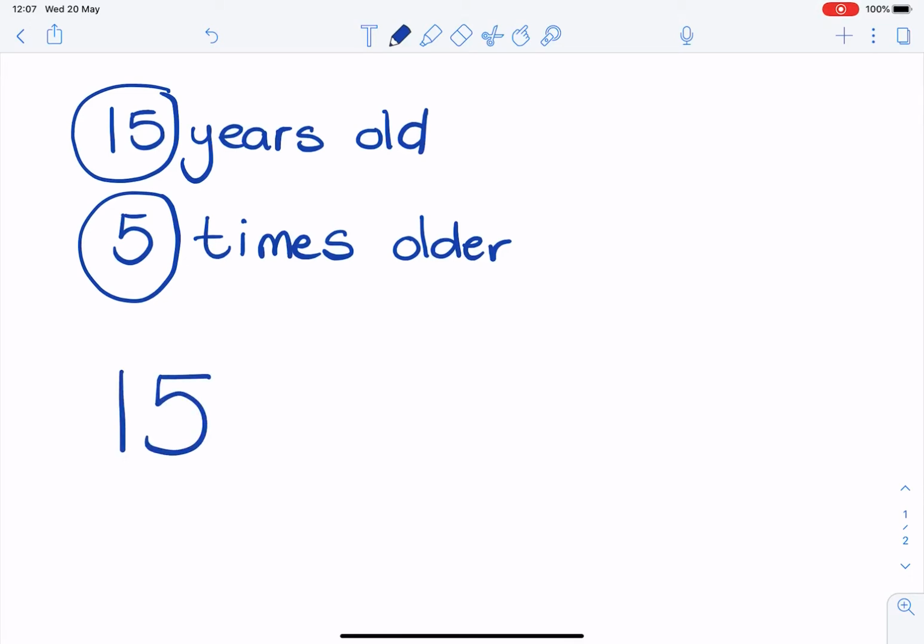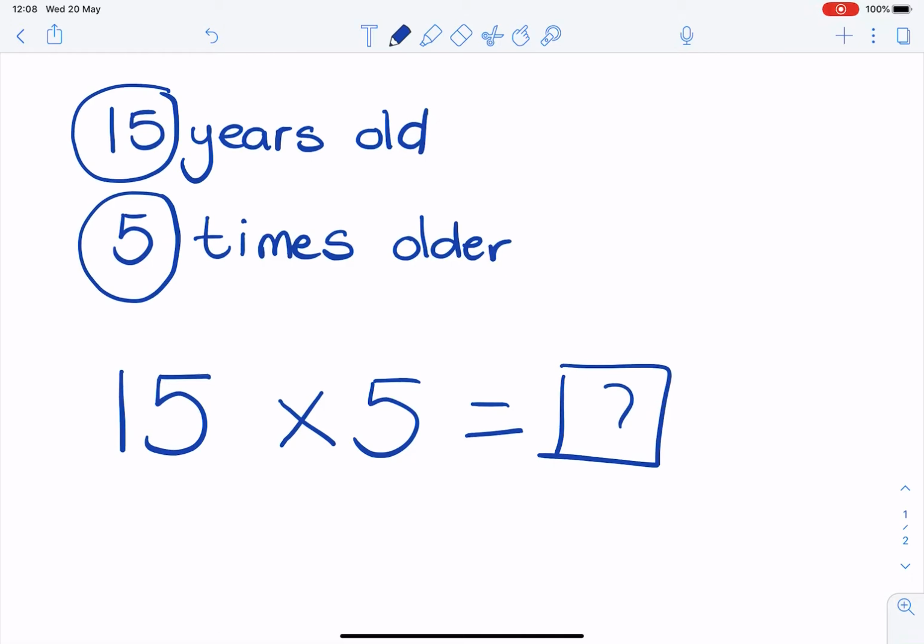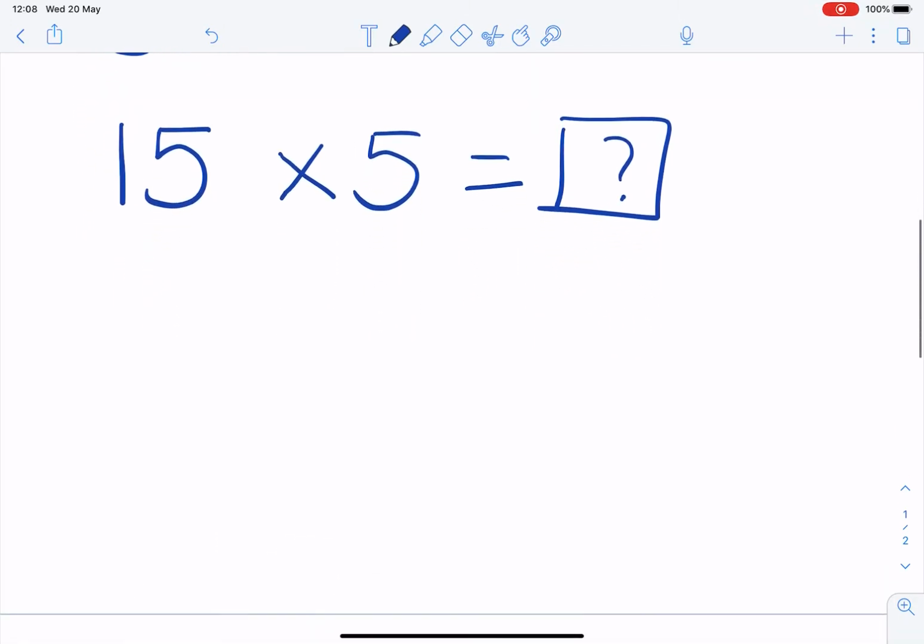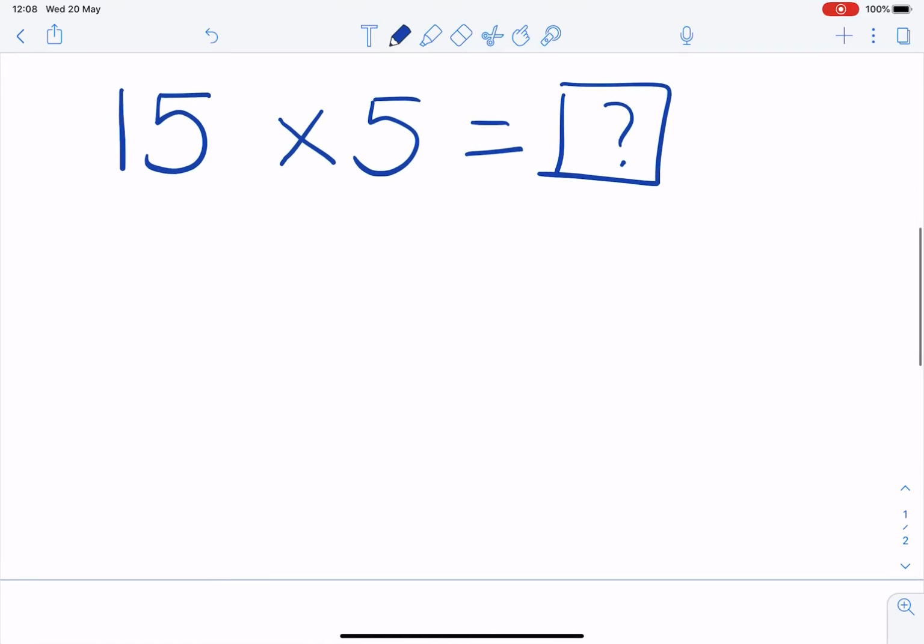So, if Janet is 15 years old, and we want to know what is 5 times more than 15, that is our number sentence, and this is what we need to work out. I'm going to do both methods of working out for you because some of you have chosen to do down sums and some of you have chosen to do the breaking up method. I'll do the breaking up method first.